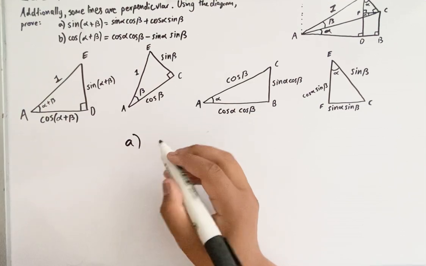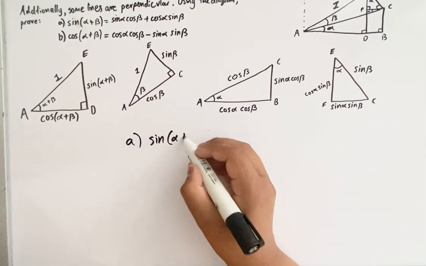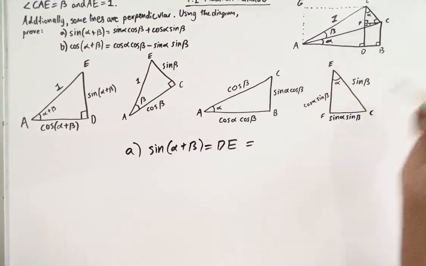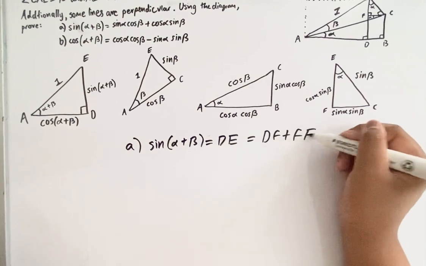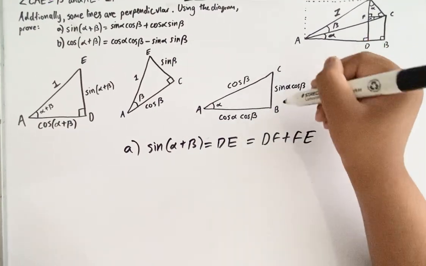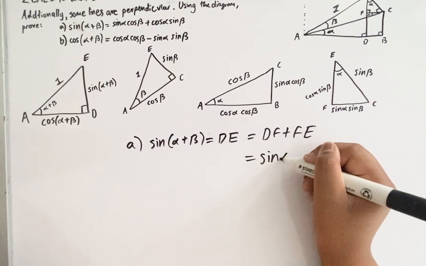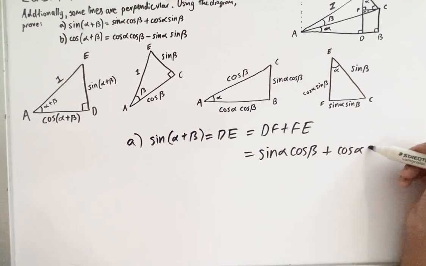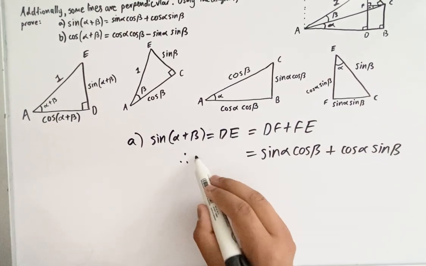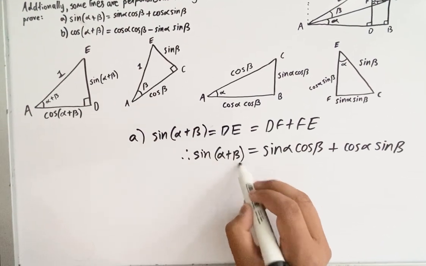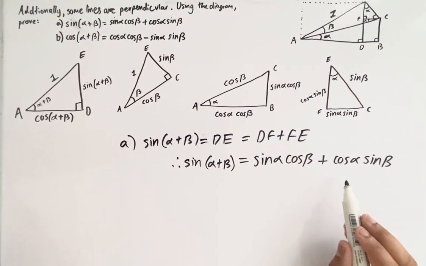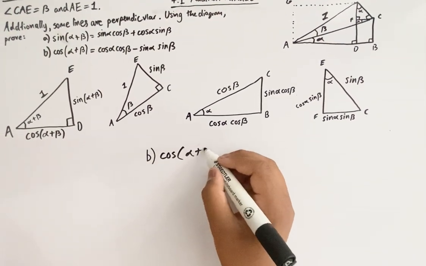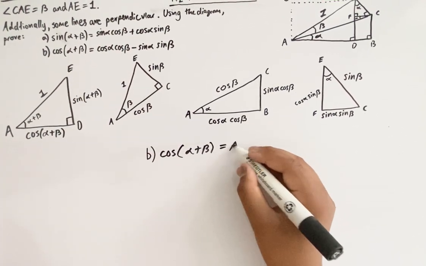So for part A, sine of alpha plus beta is equal to DE. DE is made of DF and FE. DF is the same as BC, which is sine alpha cos beta, and FE is cos alpha sine beta. And so therefore, sine of alpha plus beta is equal to sine alpha cos beta plus cos alpha sine beta as required.